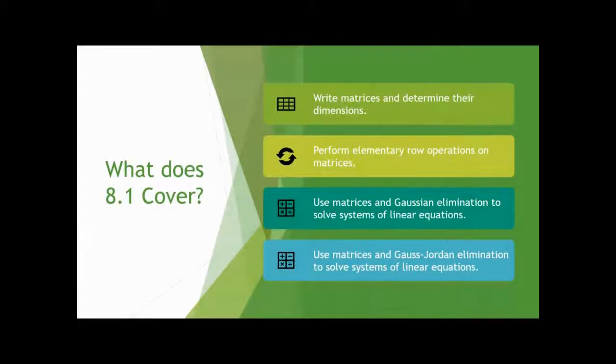So 8.1 covers writing matrices and determining their dimensions, performing elementary row operations on matrices, using matrices and Gaussian elimination to solve systems of equations, and then using matrices and Gauss-Jordan elimination to solve systems of linear equations. You already know Gaussian elimination. It's the same idea but in matrix form. And then there's also Gauss-Jordan elimination, so we'll talk about those differences.